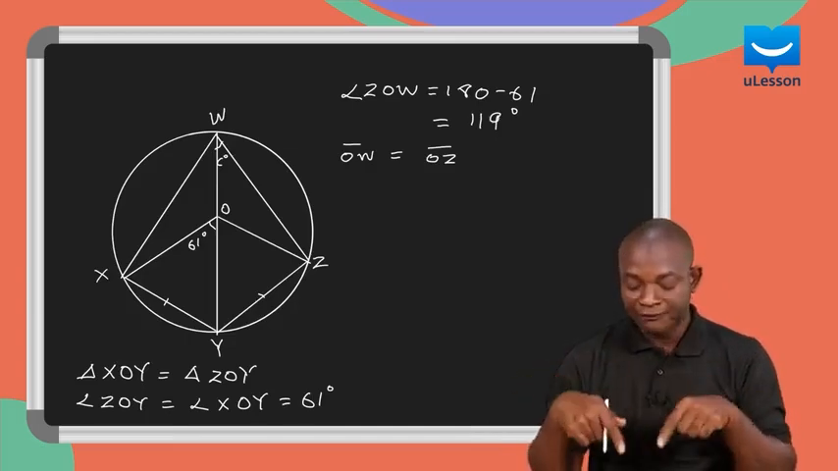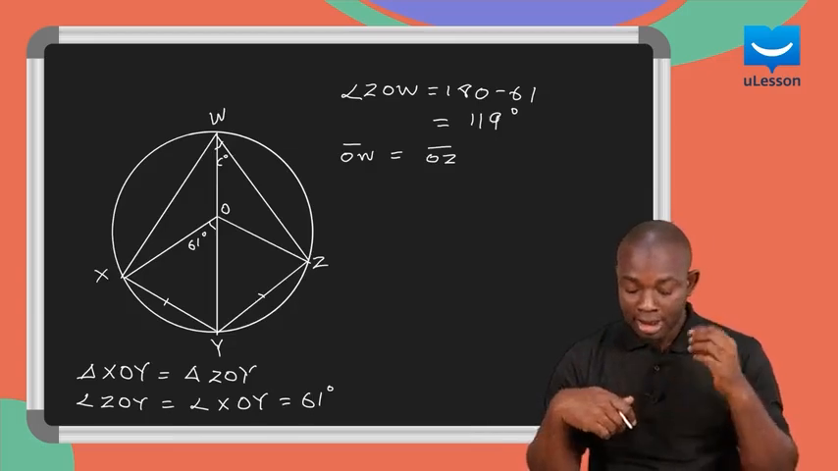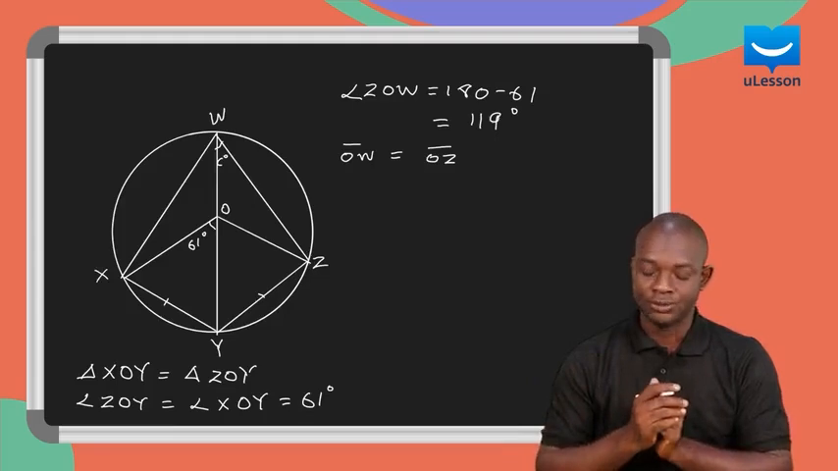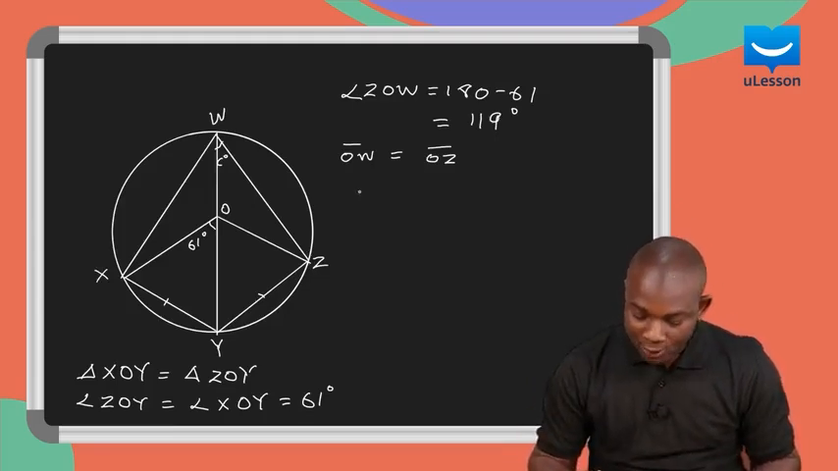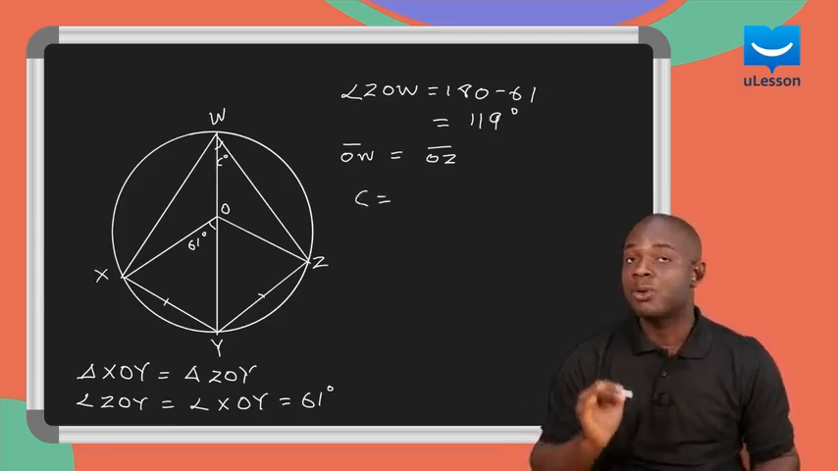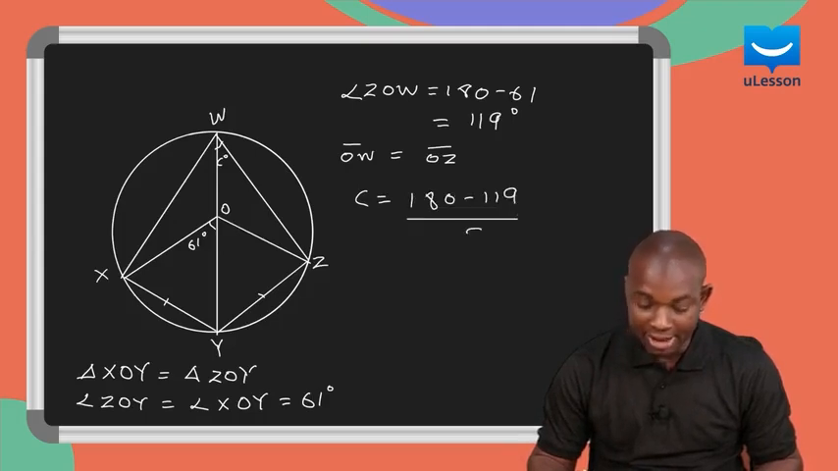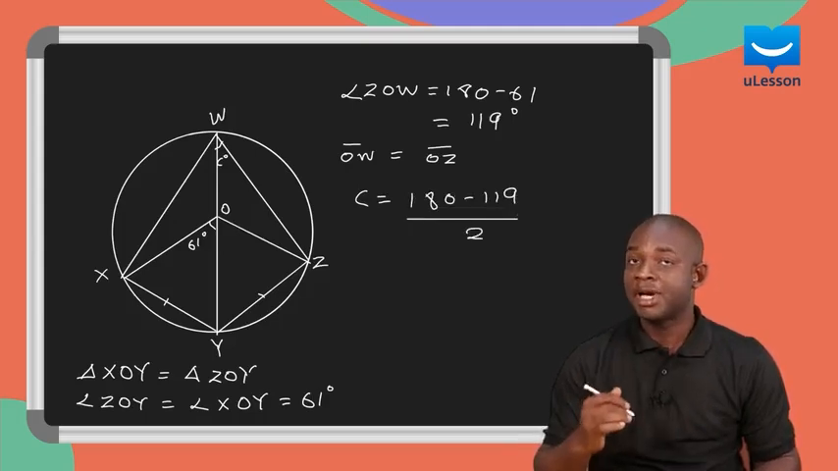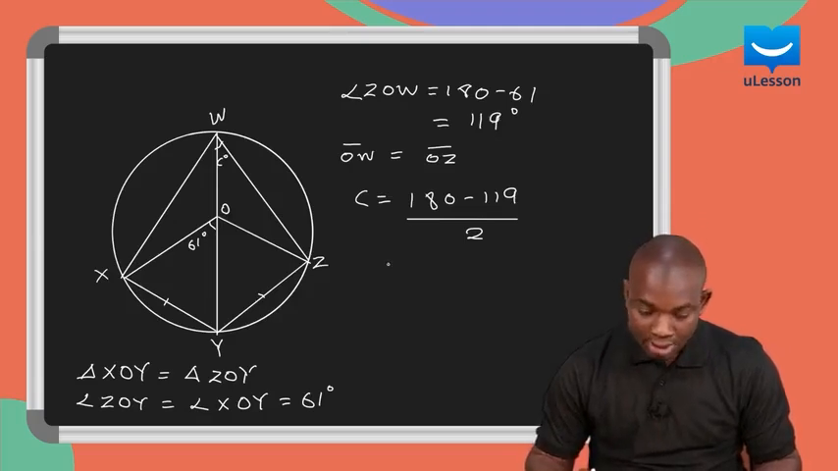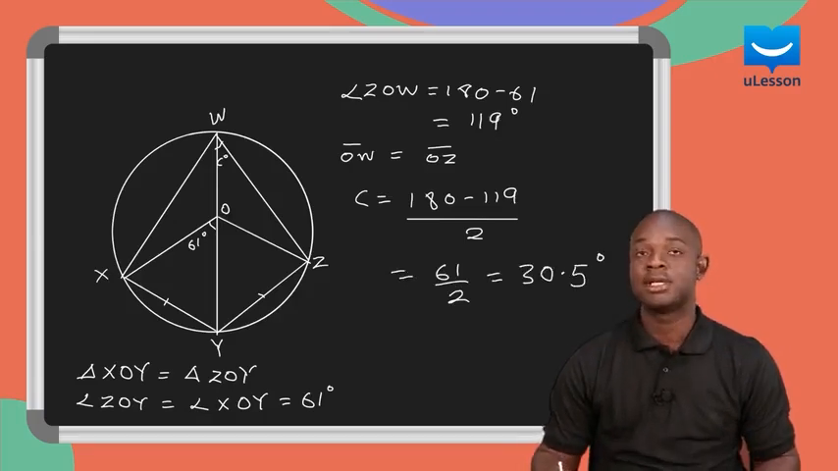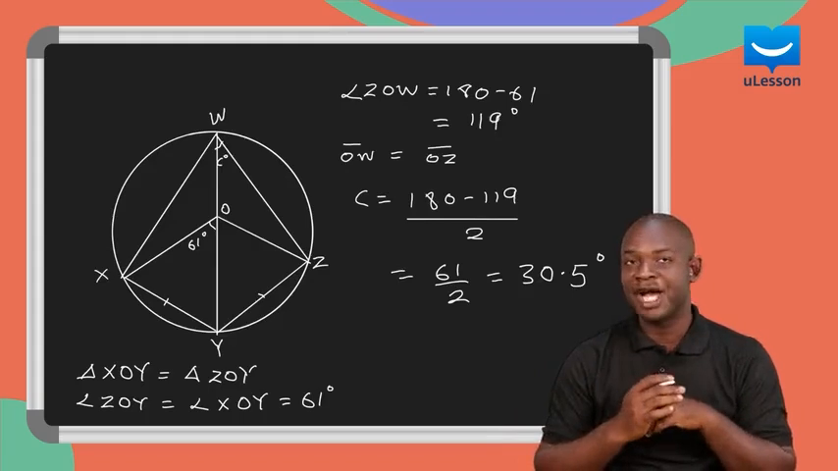So all we have to do to find C, which is the angle at W, is to subtract 119 from 180 and then divide it by 2. Now, we are subtracting from 180 because the sum of angles in a triangle is 180. So we have 180 minus 119 divided by 2. In this case, we are dividing by 2 because both angles are equal. So this gives us 61 divided by 2, which is equal to 30.5 degrees. So the value of C is 30.5.